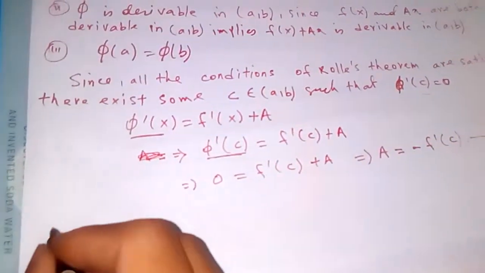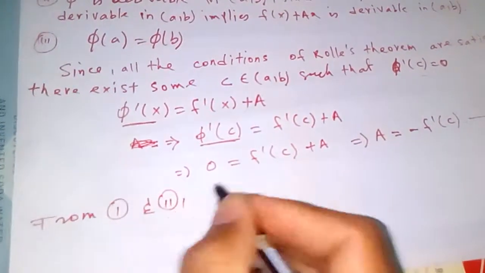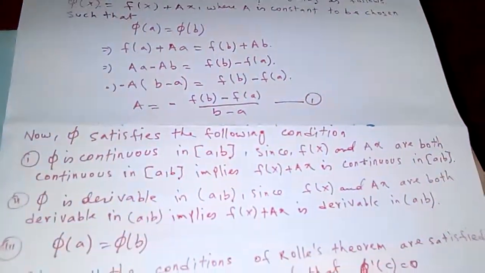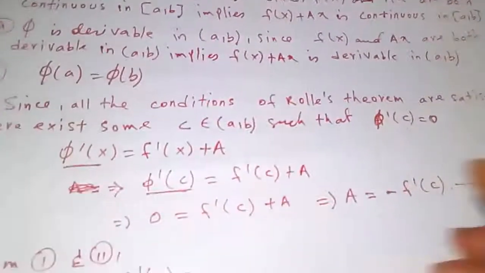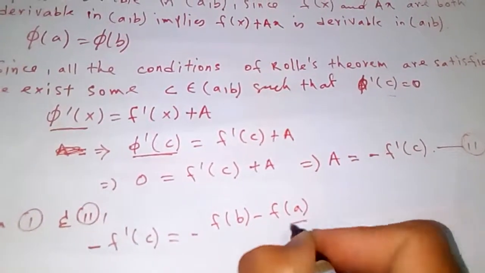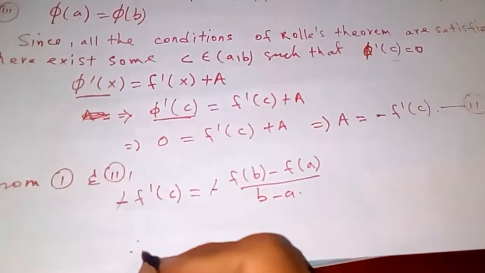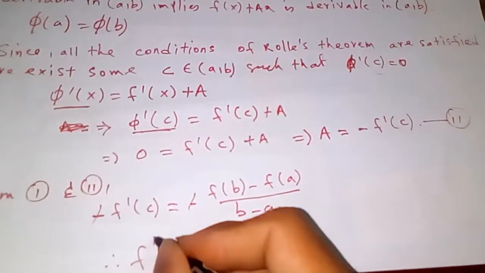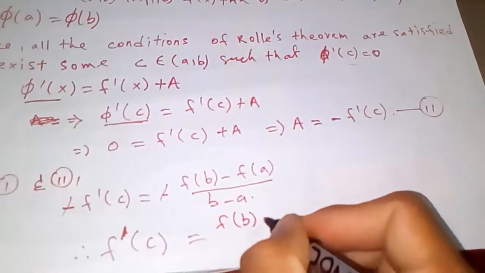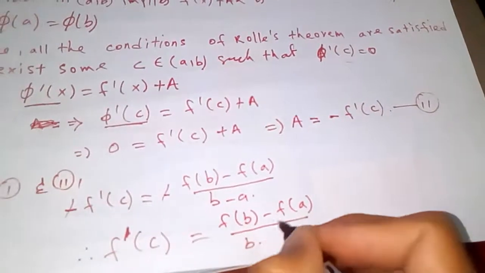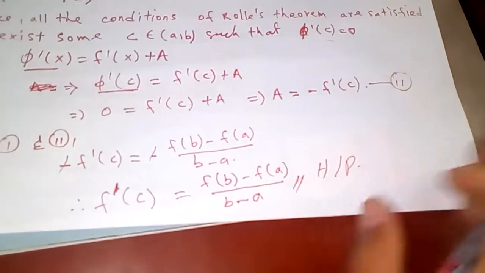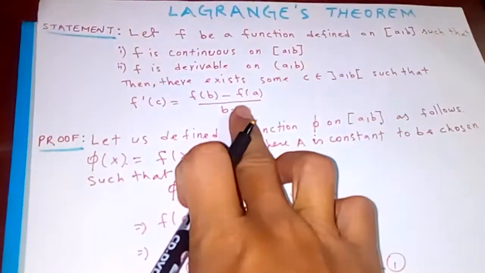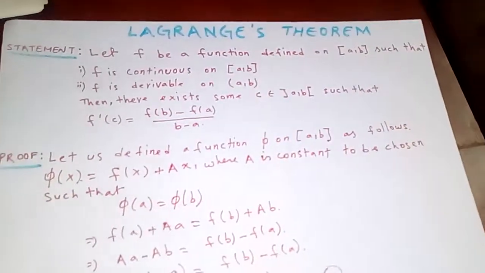Now from 1 and 2, what do we get? Both left hand sides are equal, so the right hand sides should be equal. Minus f prime of c is equal to minus f of b minus f of a over b minus a. So minus minus cancels, therefore f prime of c is equal to f of b minus f of a over b minus a, which is our proof. So this is our Lagrange theorem proof.